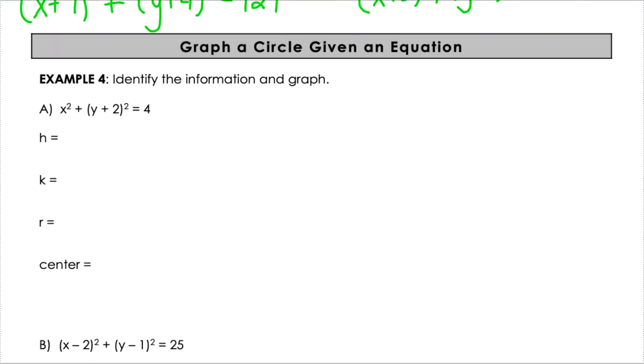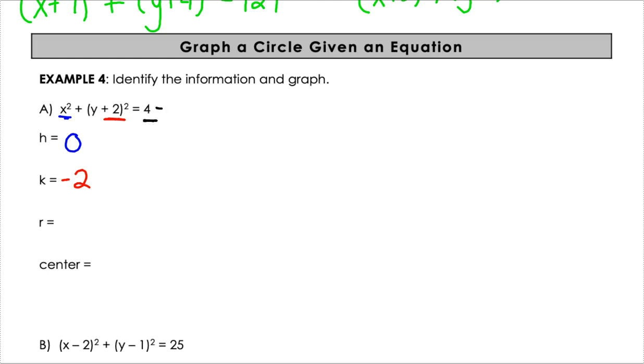All right, so in this situation, again, we're looking for those same key pieces of information, but now they're in an equation. So I know that h is the x-coordinate. So when I look at my x's here, there's nothing attached to it. So that means that the h is 0. Then when I look at k, I know that's what's plugged in here. So remember that it's y minus the k value. So since I see a plus there, I know that the k value must be negative 2 because it must be y minus negative 2.